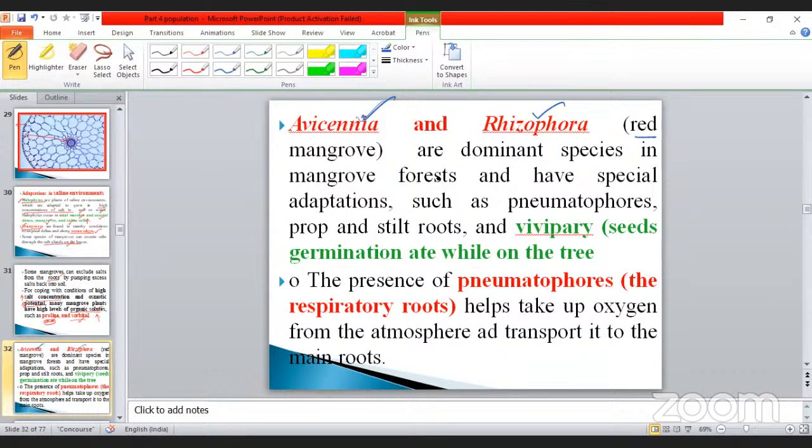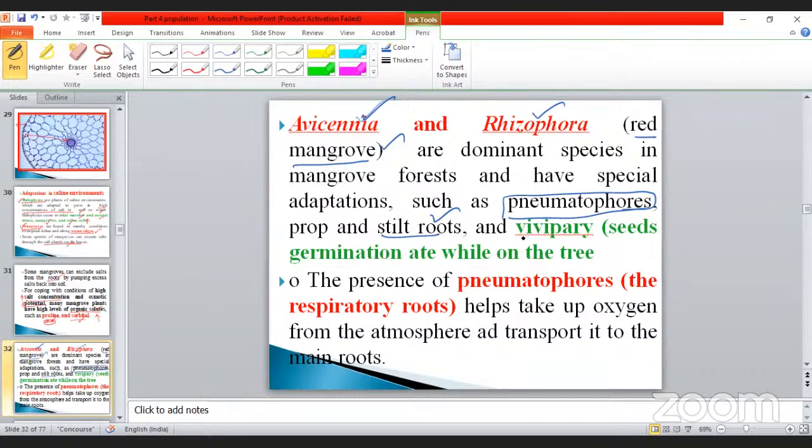They are all known as red mangrove plants, a dominant species in mangrove forests, and they have special adaptations such as nematophore. Don't forget, my dear students, this is very, very important: nematophore, prop and stilt root, and vivipary. What is the meaning of vivipary? Give an example of vivipary.